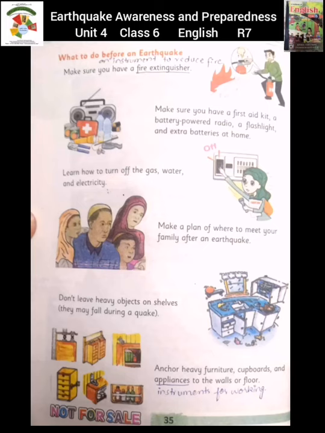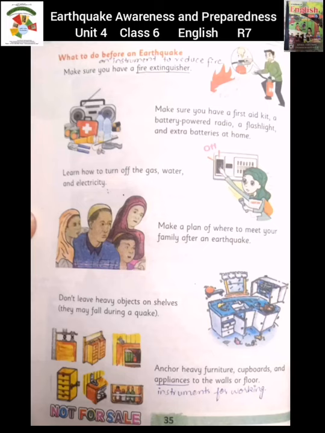So in this page, I have only two words that I have found difficult. The first one is fire extinguisher. It is an instrument that is used to reduce fire, like with the help of water. And the next one is appliances. Appliances are also instruments for working. For example, when we are using electrical appliances, we have different appliances in our homes. So I'll be explaining this for you.